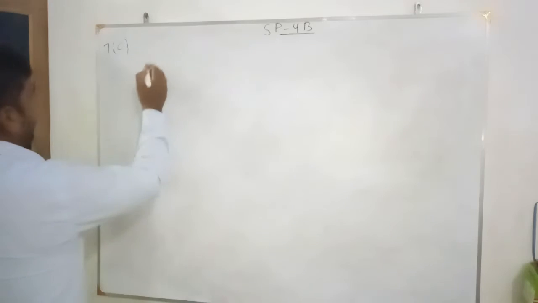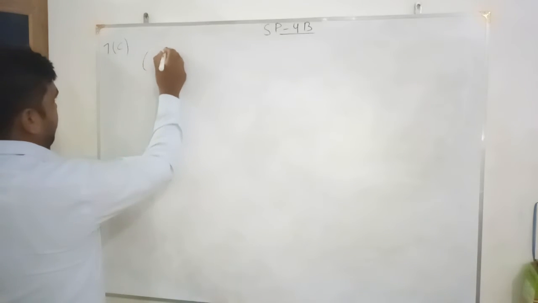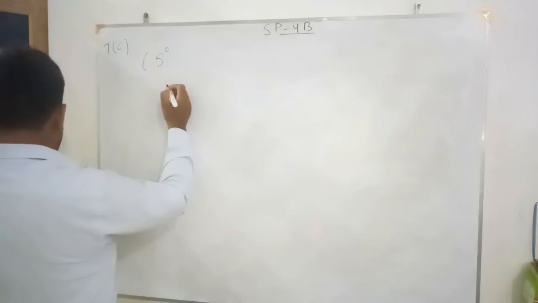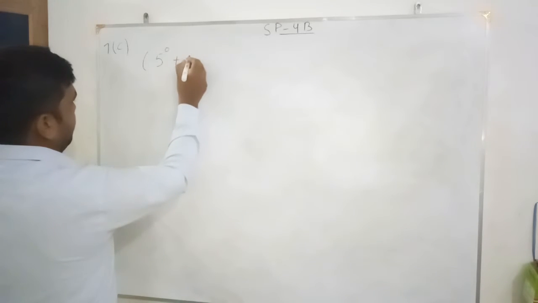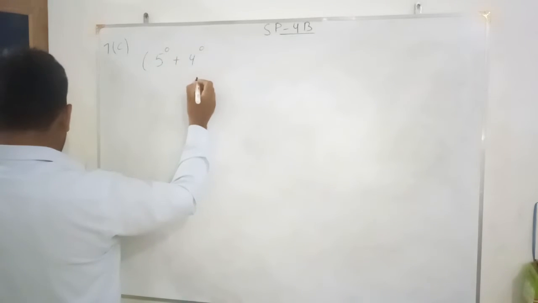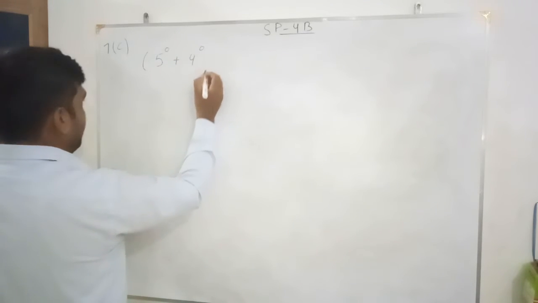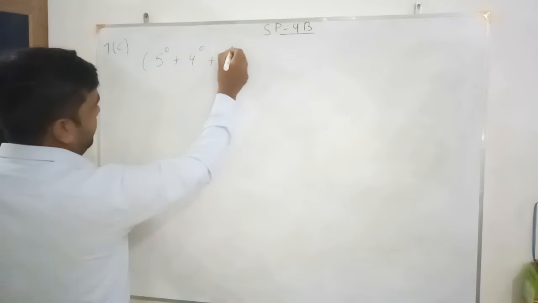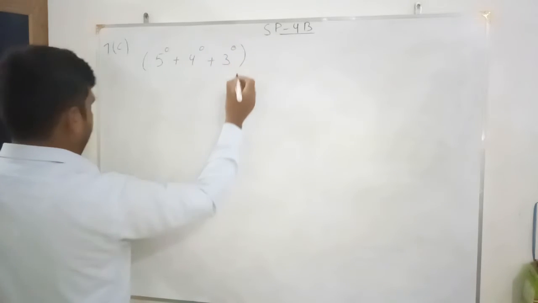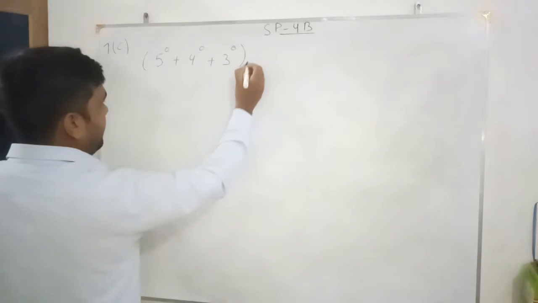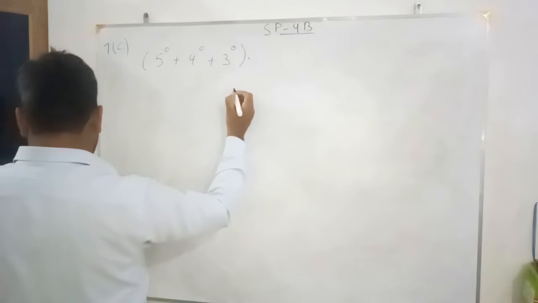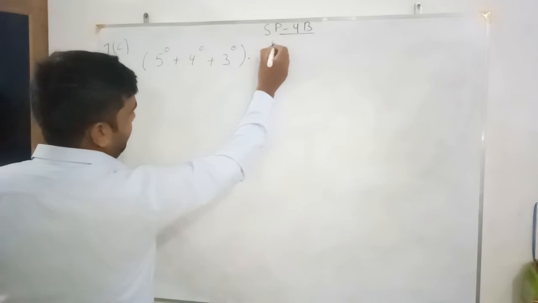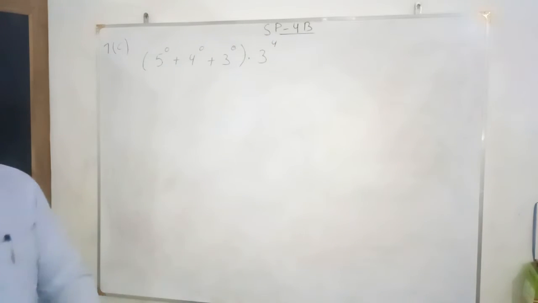5 to the power 0 plus 4 to the power 0 plus 3 to the power 0. Multiply, this dot means multiply, 3 to the power 4. This we have to solve.